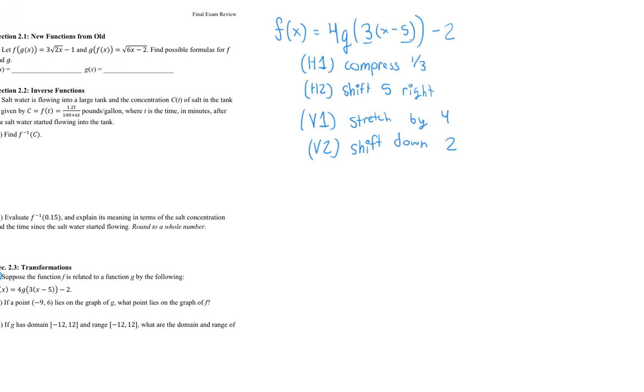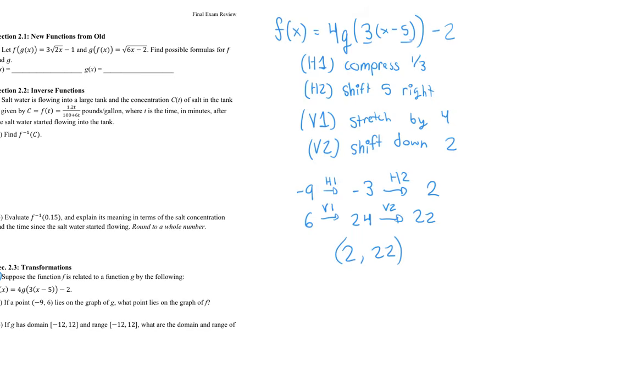So now our first horizontal transformation from -9 is when we compress by 1/3. So we're going to do H1, and that will get us -3. Then we're going to take that and do H2, and we are going to shift 5 to the right, which will get us a +2. Then for our vertical point, 6, we're going to start with V1, which puts us at 24 when we stretch it by 4, multiply by 4. Then V2 shifts it down 2, to 22. So our point is going to be (2, 22).